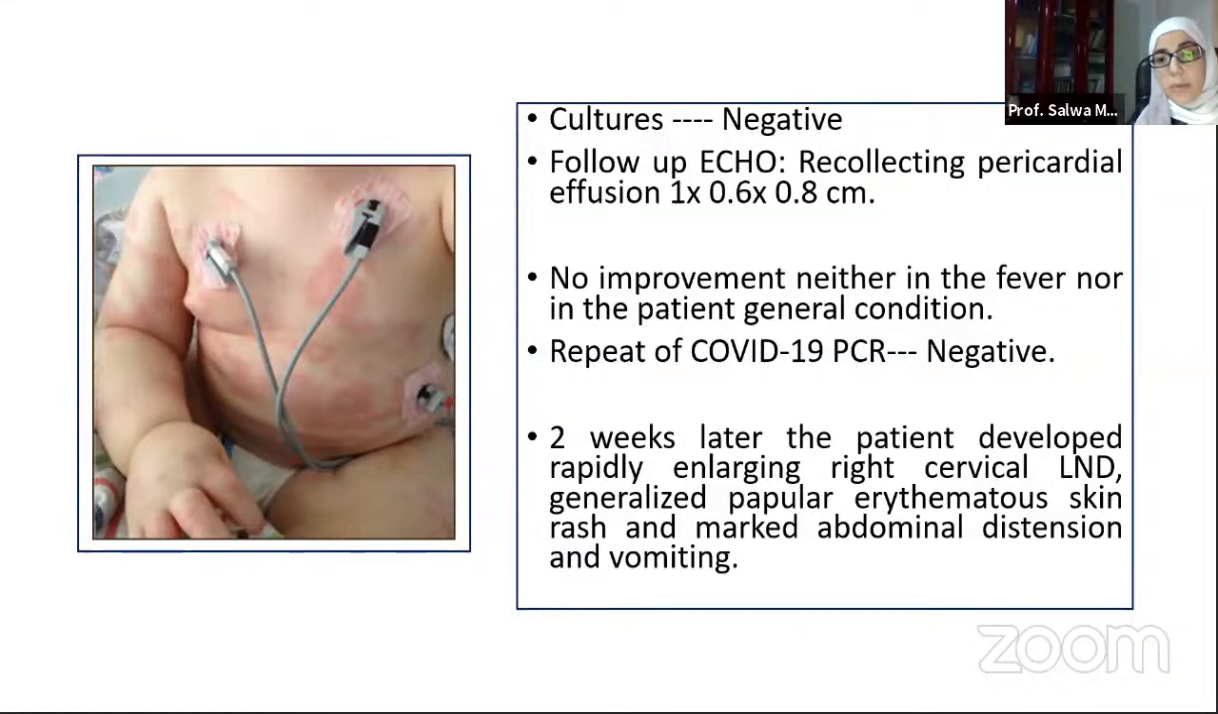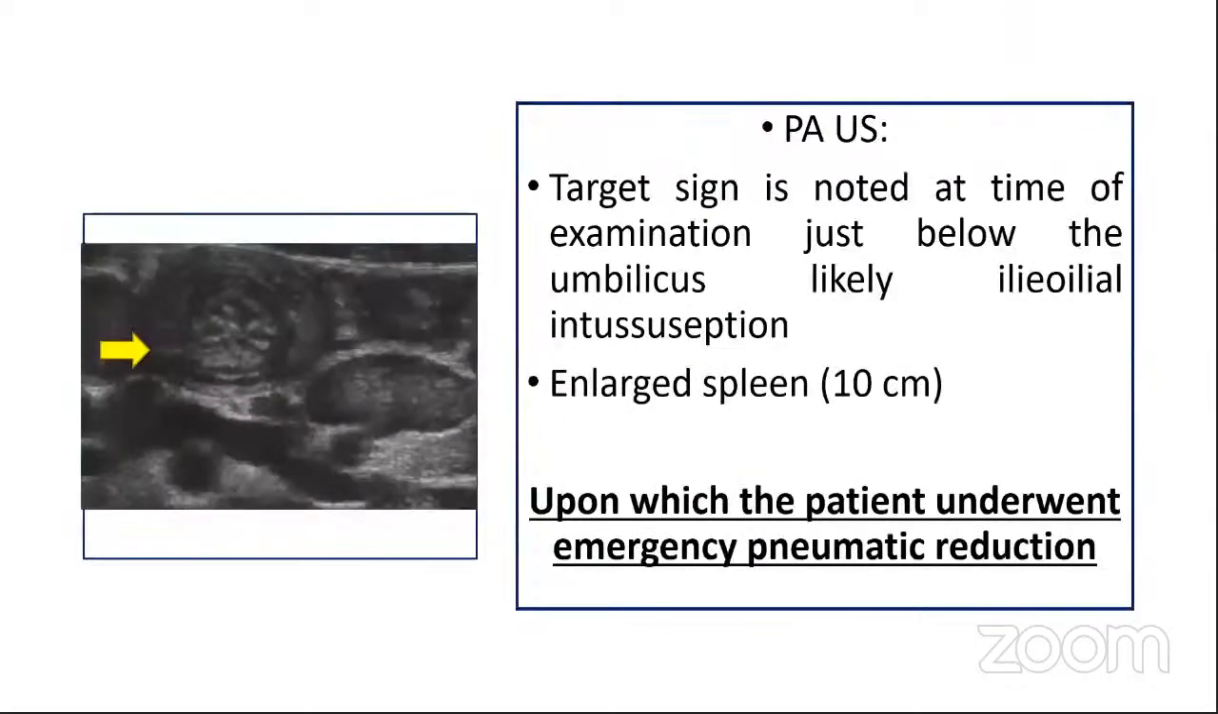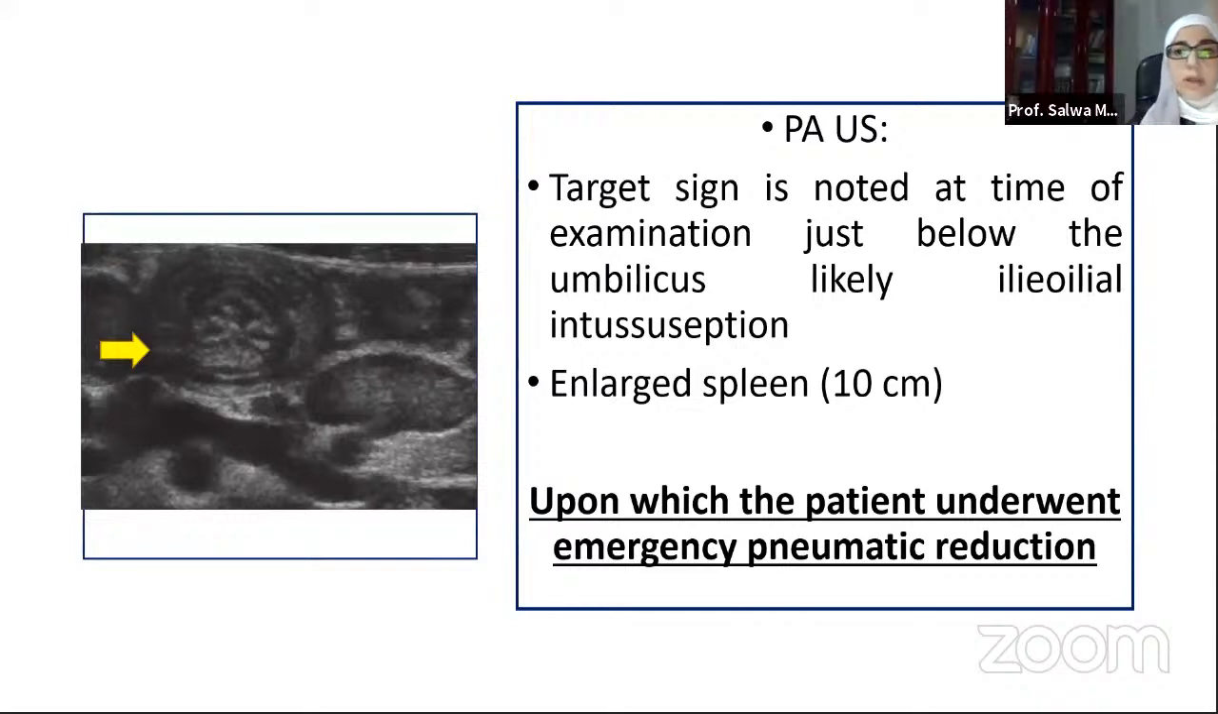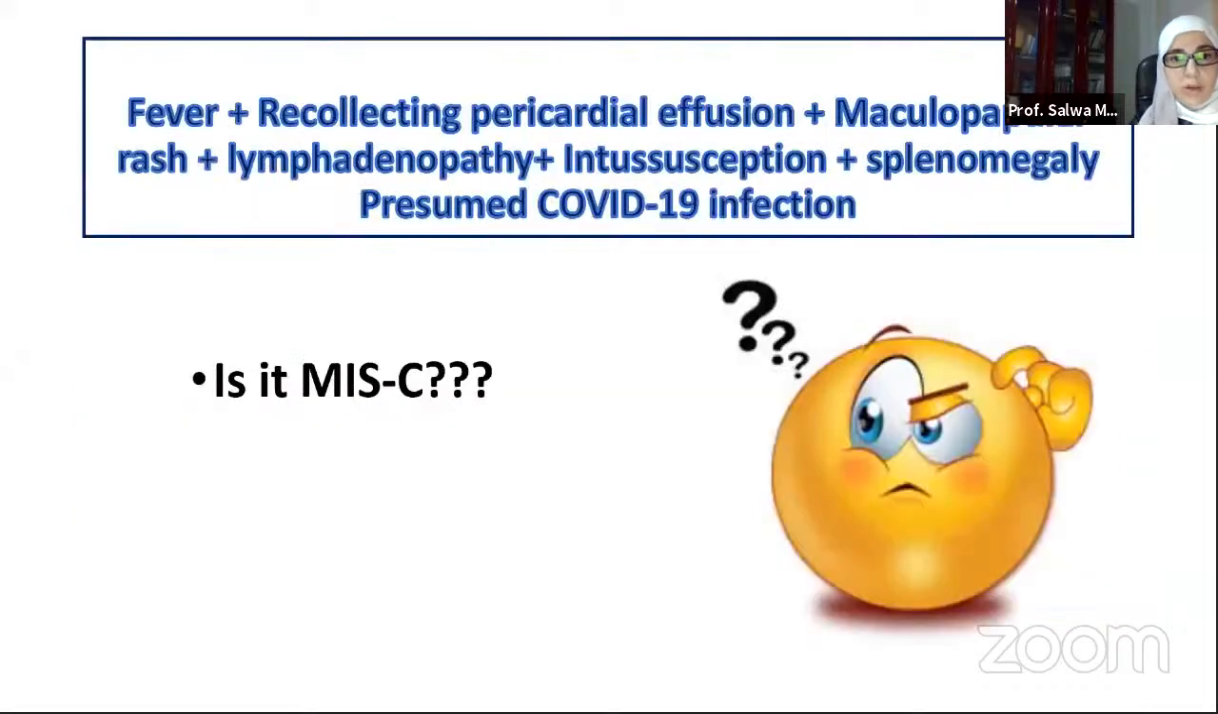2 weeks later, following her PICU admission, she started to develop rapidly enlarging cervical lymphadenopathy, as well as abdominal distension and vomiting. Pelvic abdominal ultrasound at this time showed splenomegaly, as well as intussusception, and she underwent urgent pneumatic reduction. So far, our case is a case of fever with recollecting pericardial effusion. She also developed a maculopapular rash during her ICU admission, with lymphadenopathy, intussusception, and appearing splenomegaly with a presumed COVID-19 infection. We started to suspect her as having MIS-C.